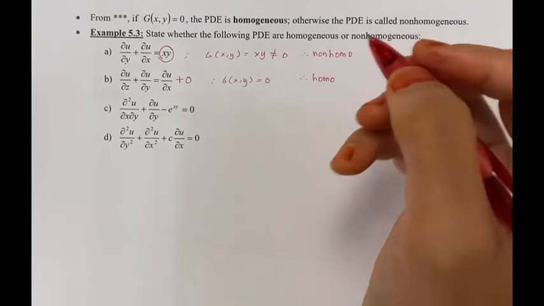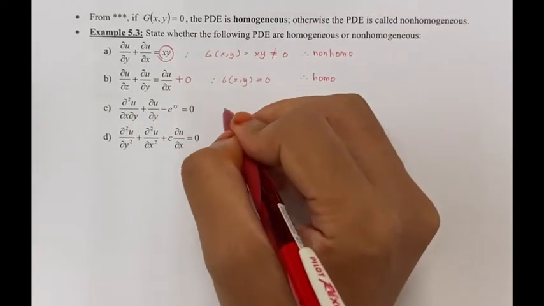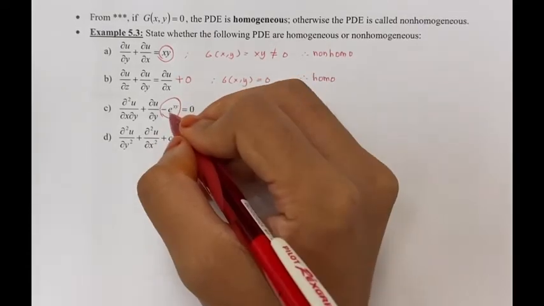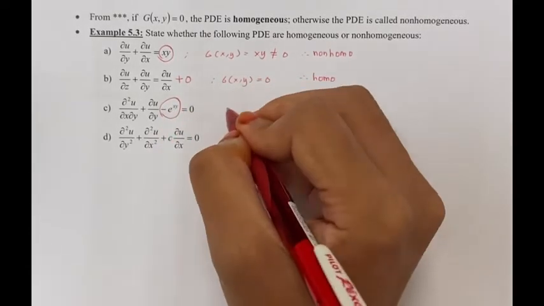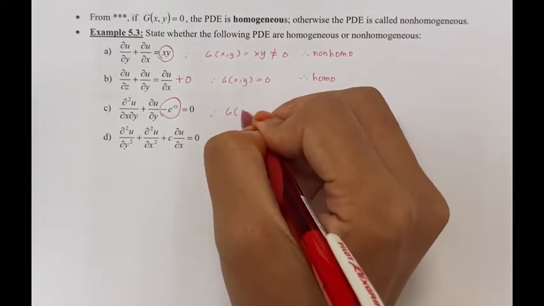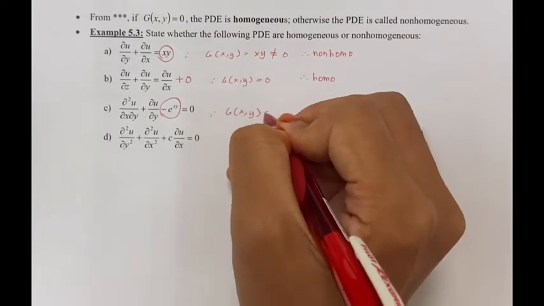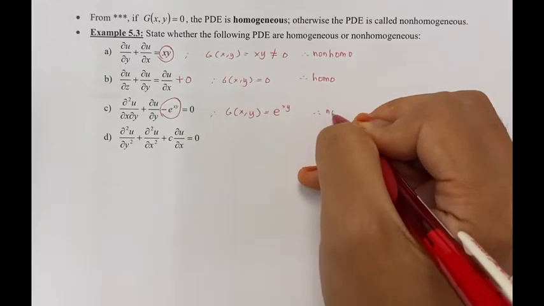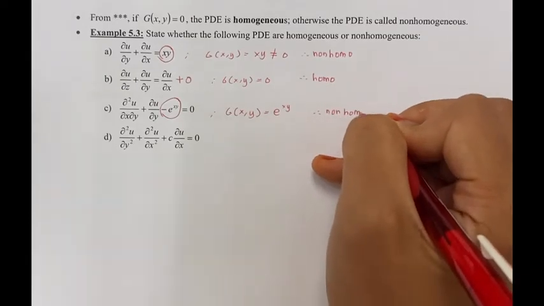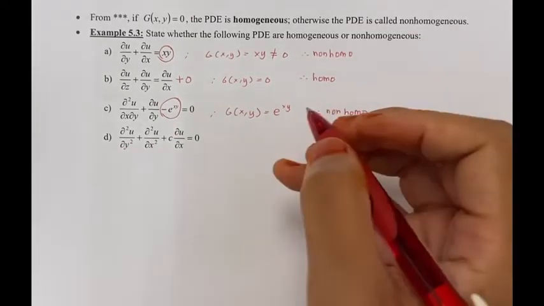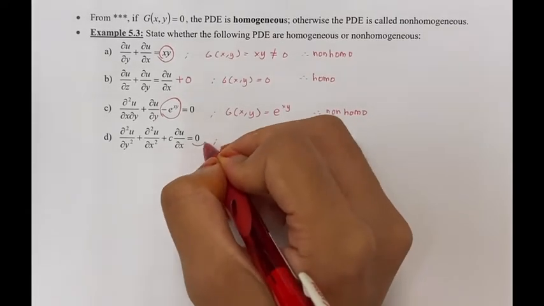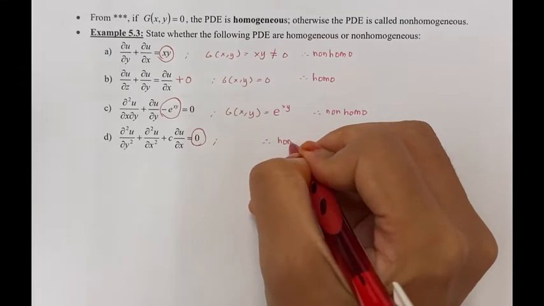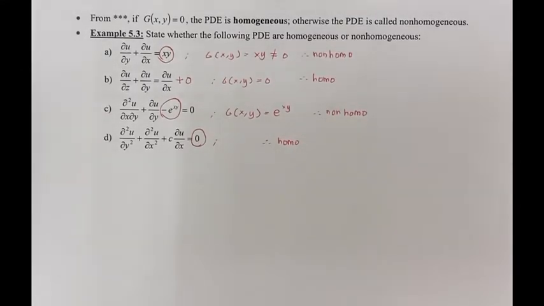So this is a homogeneous PDE. Okay, for the next one, if you move this negative exponential of xy, it is the g. g of x, y is the exponential of xy. So it is non-homogeneous. Okay, and the last one is homogeneous. Your g is equal to 0. So this is a homogeneous PDE.